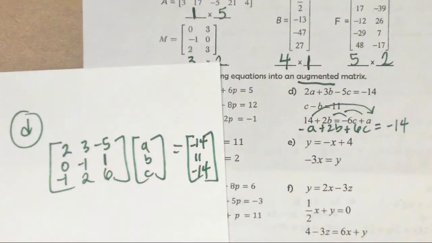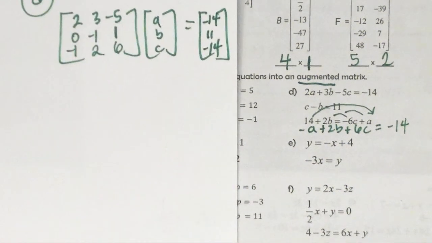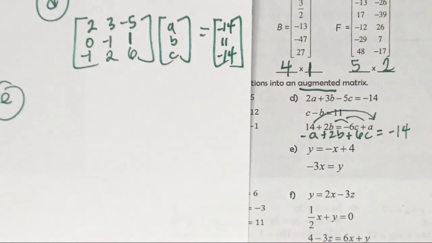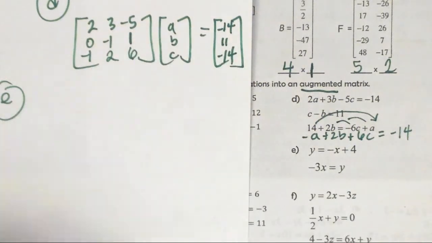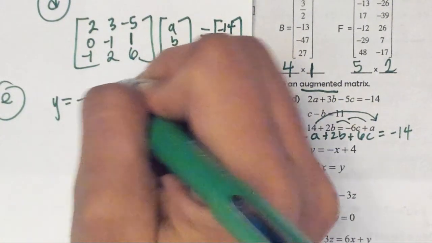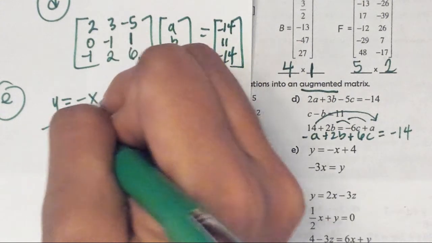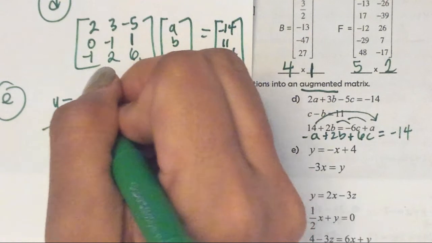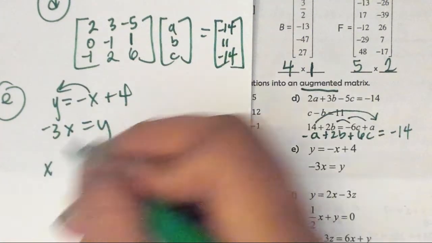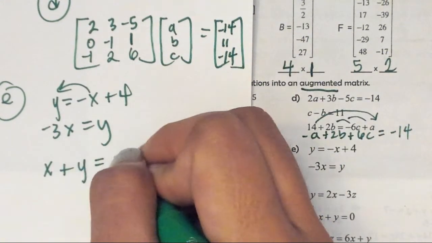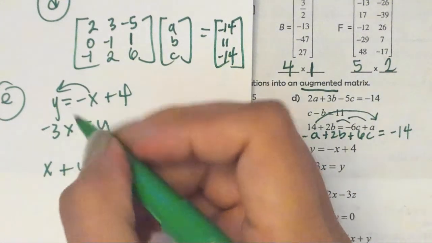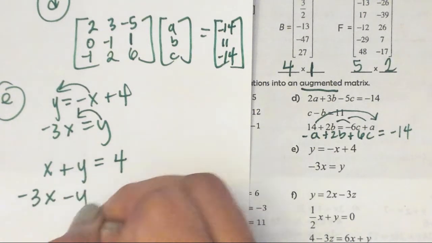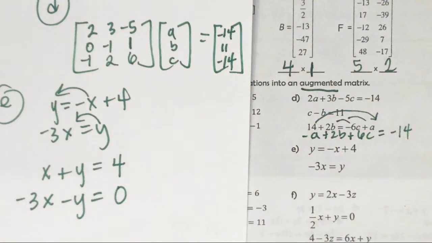Alright, let's do part E. So let's see, I have y equals -x plus 4 and -3x equals y. So I need to set everything up in standard form. So I'm going to move my x over, so I get positive x plus y equals 4. And then for this one, I'm going to move my y over. So I get -3x minus y, and there's nothing there, so I put a 0.